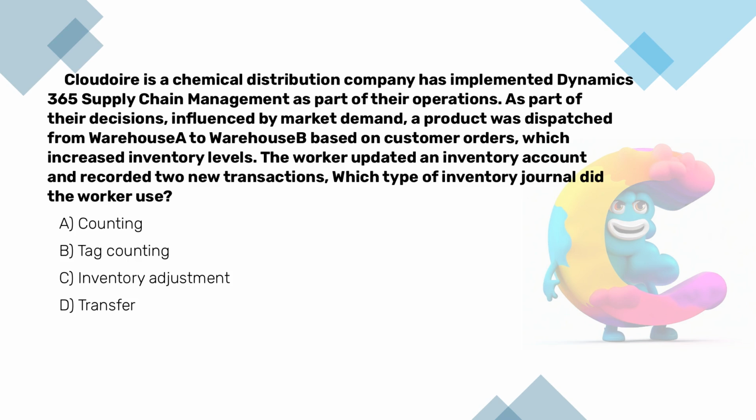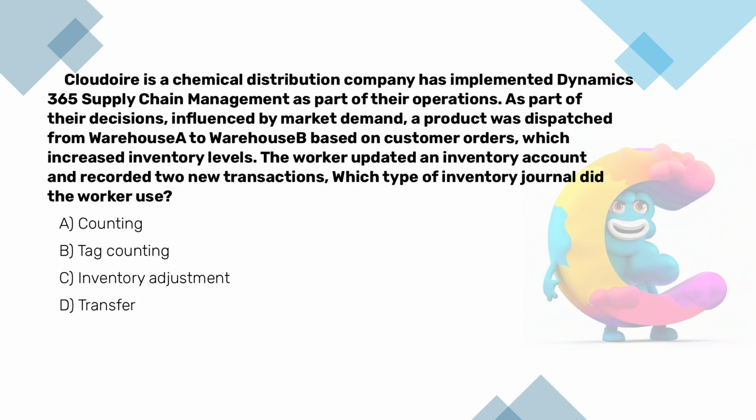We are a chemical distribution company and have implemented Dynamics 365 Supply Chain Management as part of our operations. As part of our decisions influenced by market demand, a product was dispatched from warehouse to warehouse based on customer orders, which increased inventory levels. The worker updated an inventory account and recorded two new transactions. Which type of inventory journal did the worker use? A. Counting. B. Tag counting. C. Inventory adjustment. D. Transfer.